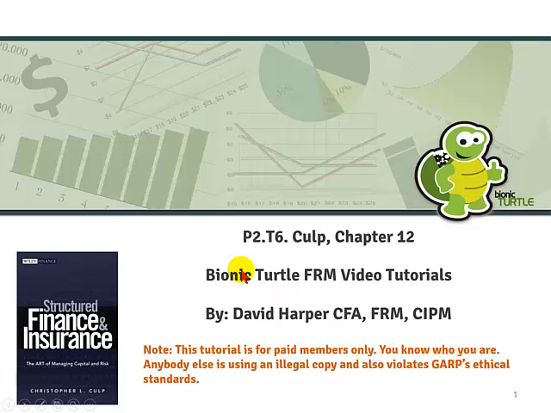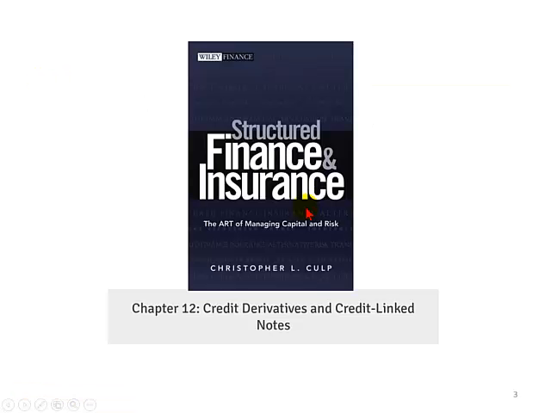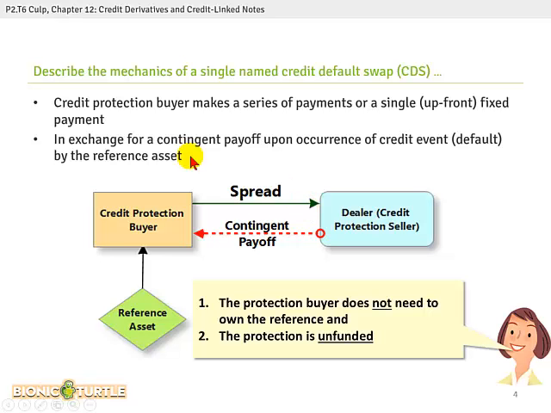Hello, this is David. Welcome to Part 2, Topic 6, Christopher Culp's Chapter 12 on credit derivatives and credit-linked notes. The first learning outcome asks us to describe the mechanics of a single-named credit default swap.